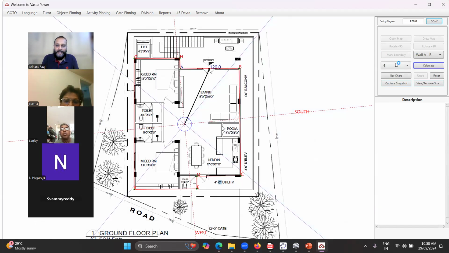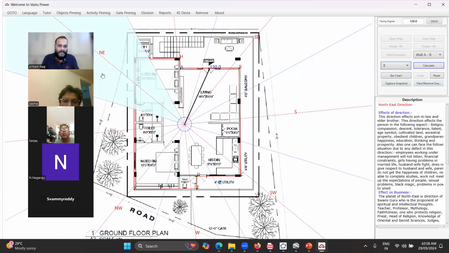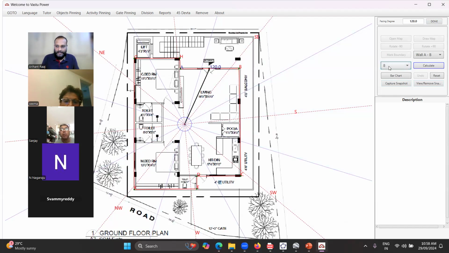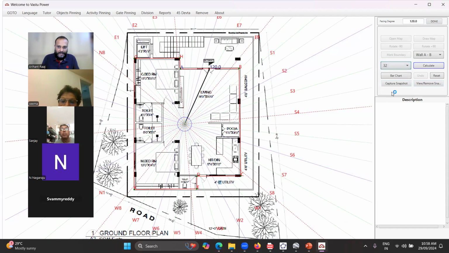Likewise, if I select directions, directions will change. If I select the zones, zones will change. If I select the entrances, the entrance will also change. See, look at the entrance: E7 and E8. Is E7 and E8 a good entrance? Just now we have learned. No, sir. Only E3 and E4.